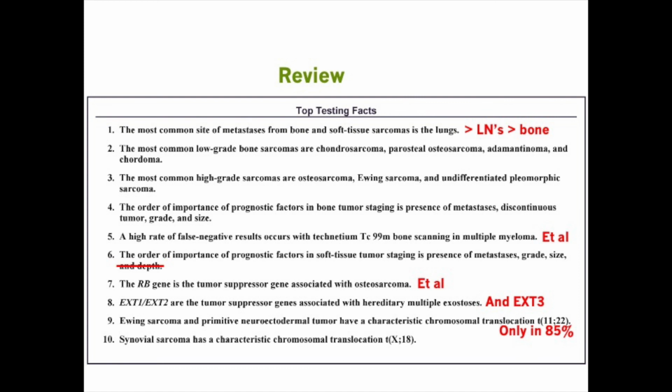Ewing sarcoma and primitive neuroectodermal tumor are sort of the same family of tumors, probably the same tumor. They tend to have a characteristic chromosomal translocation of 11;22. However, that's only present in about 85% of those. The EWS-ERG translocation on chromosome 21;22 is the other that's present in about 10%, and 5% are actually translocation negative.